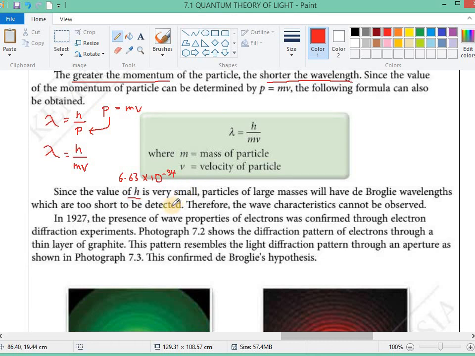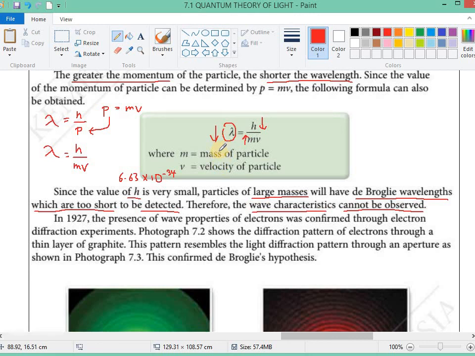Since the value of Planck constant is very small, particles of large mass will have de Broglie wavelengths which are too short to be detected. Therefore, wave characteristics cannot be observed. So he said that because the value of the Planck constant is very small, if the particle has large mass, the de Broglie wavelength will be very, very small.